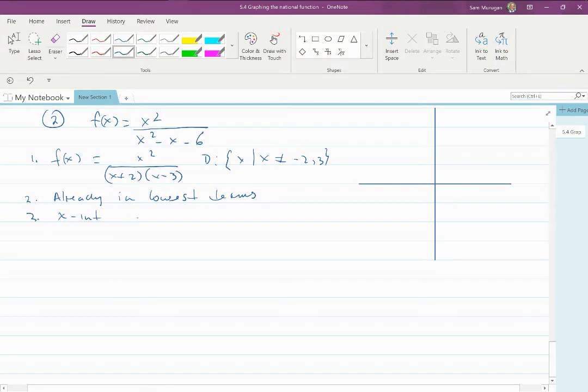X-intercept, set x squared equal to 0, so x is equal to 0, and the multiplicity here is even, so it touches. So we're going to go ahead and mark that point. Right there, the graph is going to touch. Y-intercept, y is equal to 0 over 0 minus 0 minus 6, so y is equal to 0.